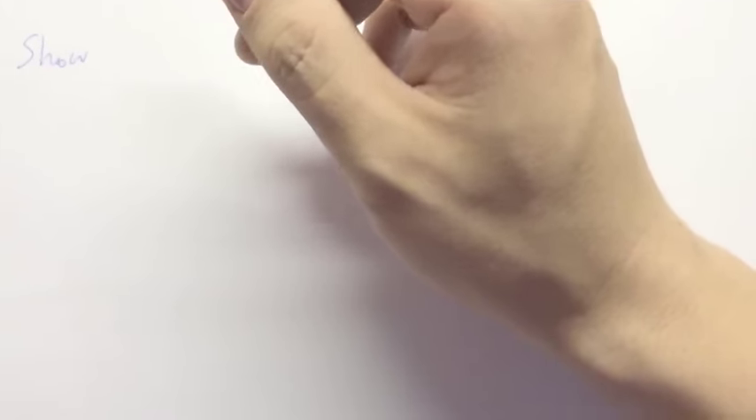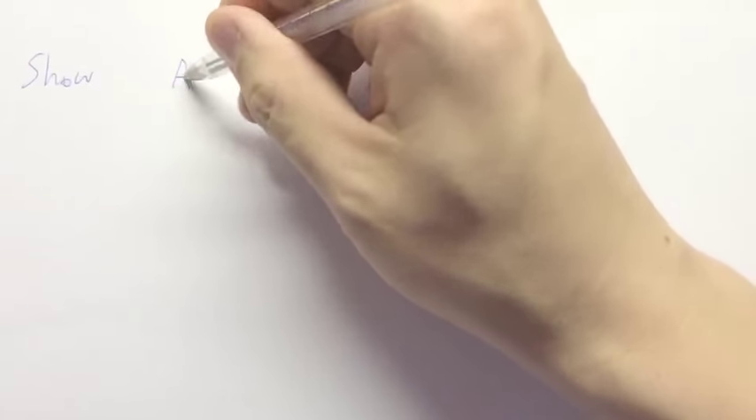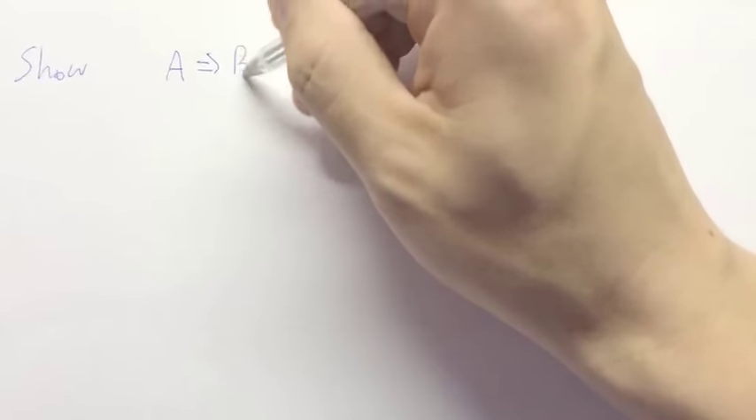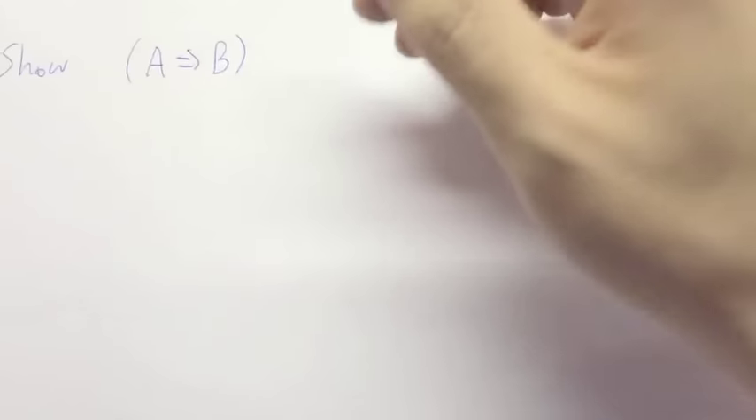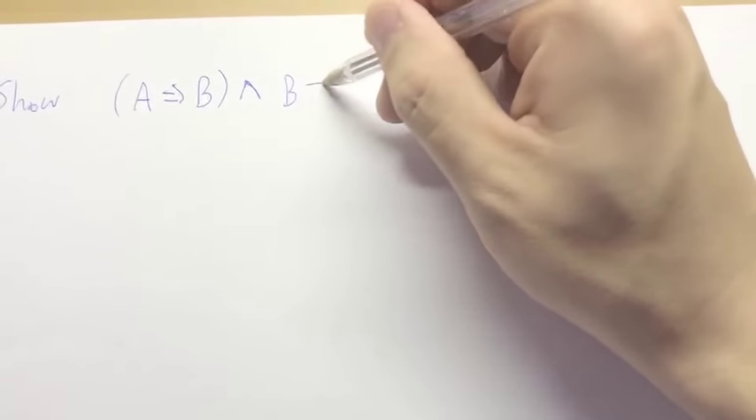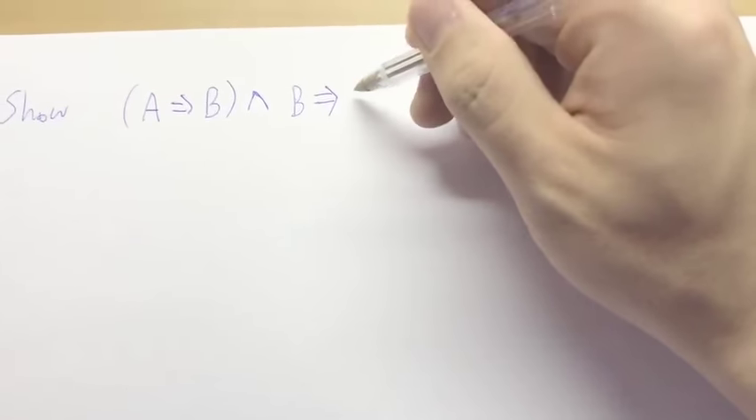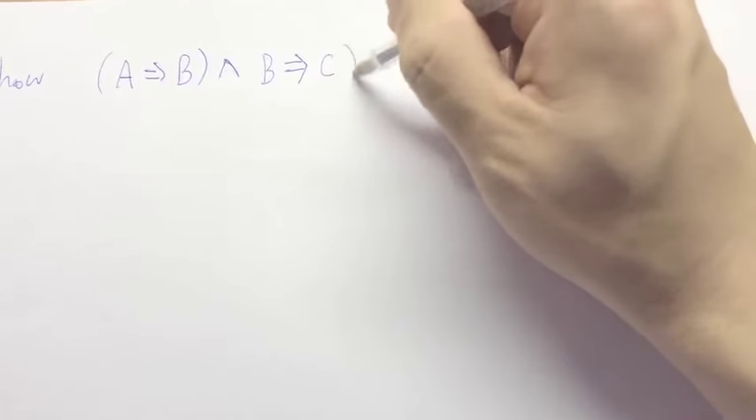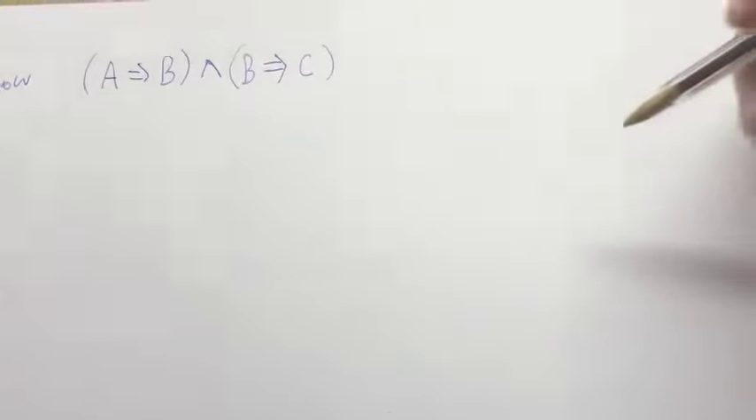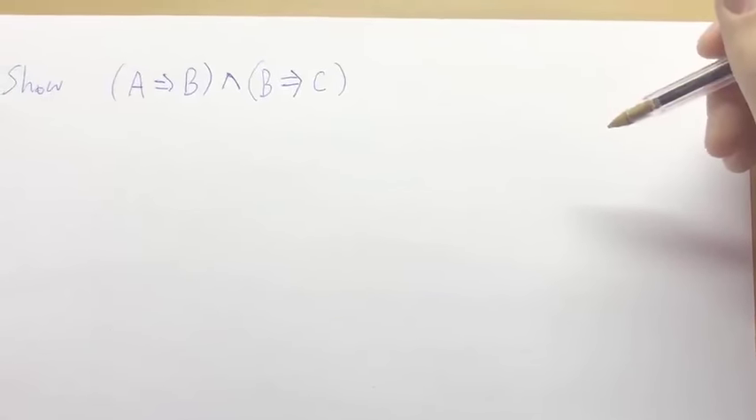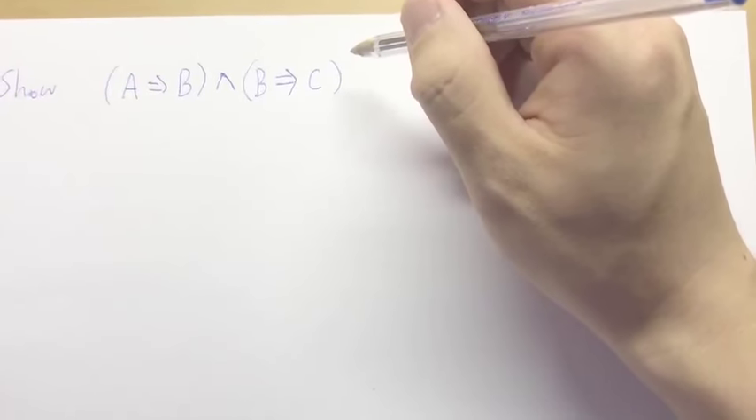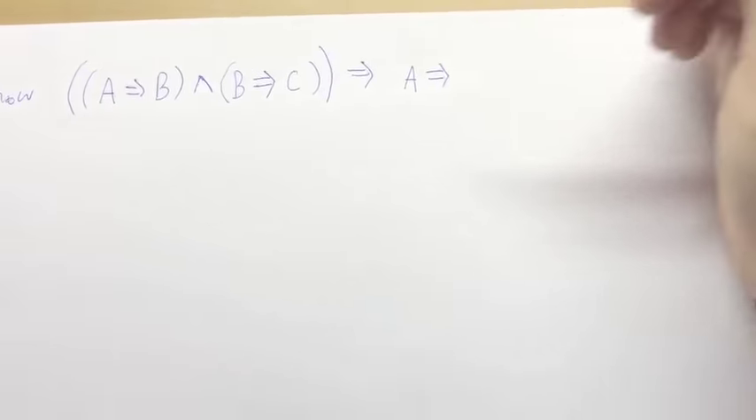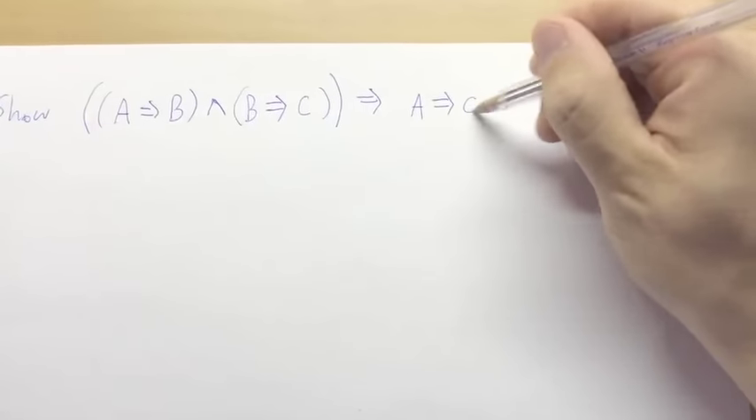I've heard some people describe this as ABC logic, but not anyone. So show that A implies B, and B implies C. Okay, so these two together imply that A implies C.